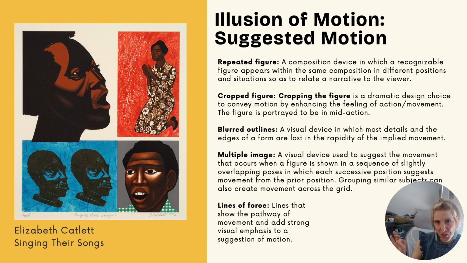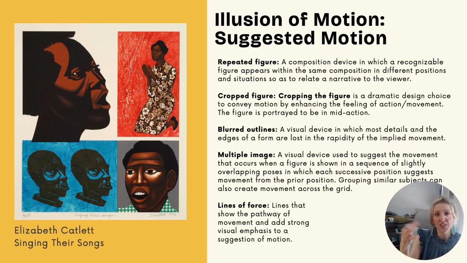Blurred outlines is a visual device in which most details and the edges of a form are lost in the rapidity of that implied movement, right? That's giving us the sense of this blurred visual image of someone running past. So we start to lose the details, the fineness of the image.